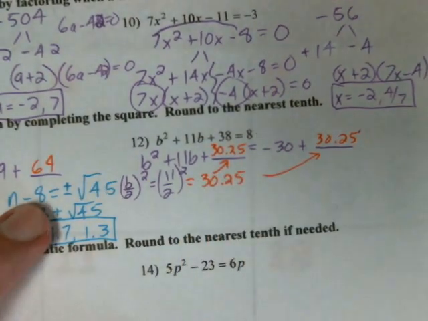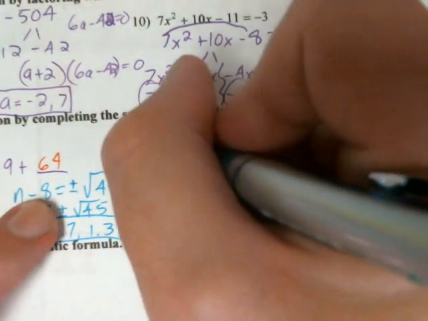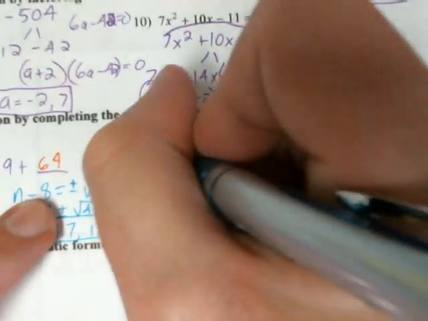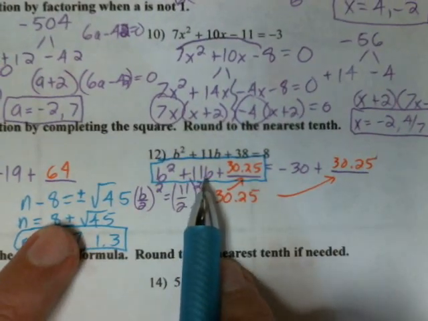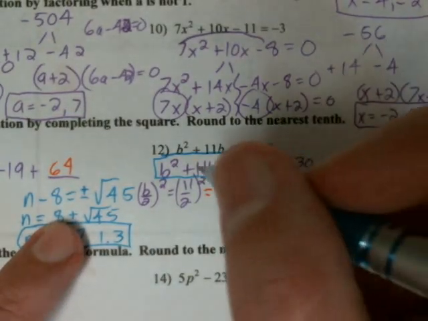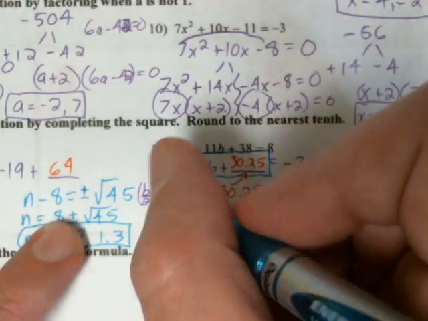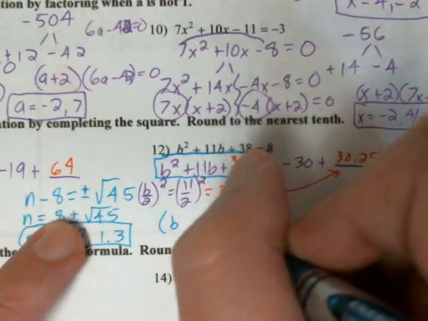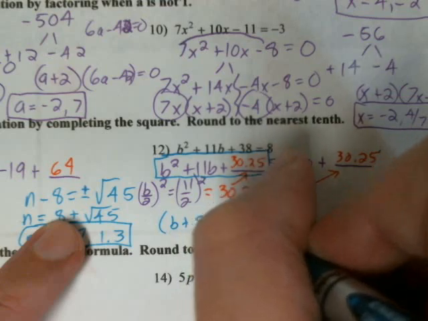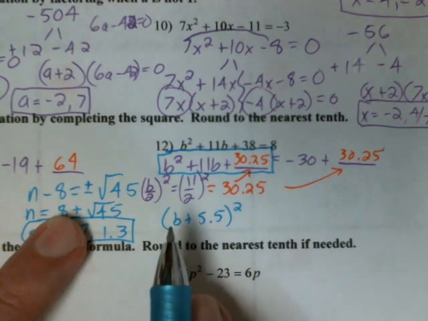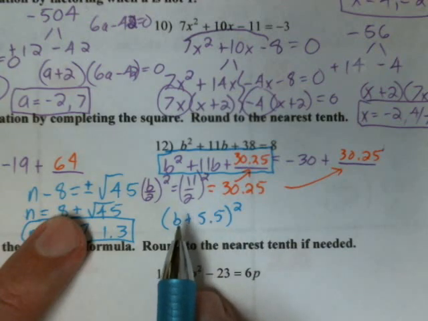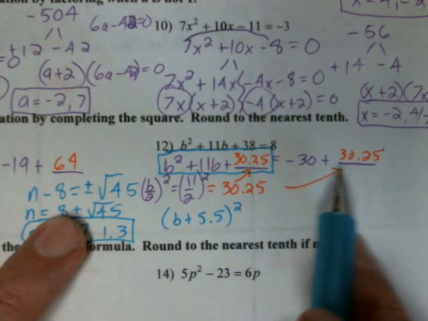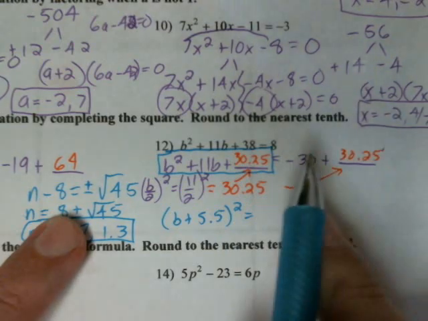Now, why did I do that? I now force this to become a perfect square trinomial. How does this guy factor? It factors as half of b. Half of 11 is 5.5, or you can keep it as 11 over 2, but I prefer decimals. So it's going to factor as half of that number, b plus 5.5 squared. It's always going to factor as something plus something squared, something minus something squared. And then over here, I just combine my like terms.